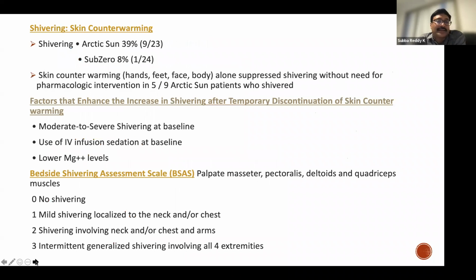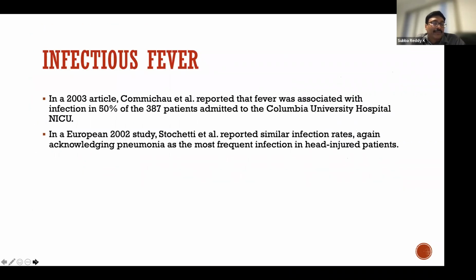So the factors that can enhance increase in shivering after temporary discontinuation of skin counter warming: moderate to severe shivering at baseline, use of IV infusion. We can use sedation, we can use magnesium, like when the patient has lower magnesium levels, they can have more shivering.